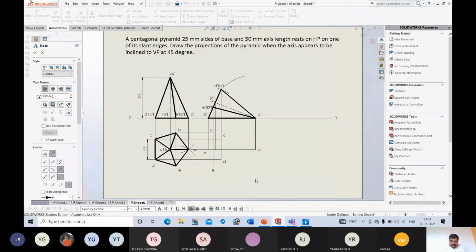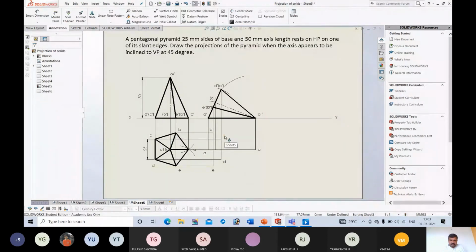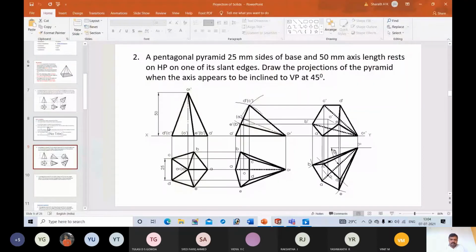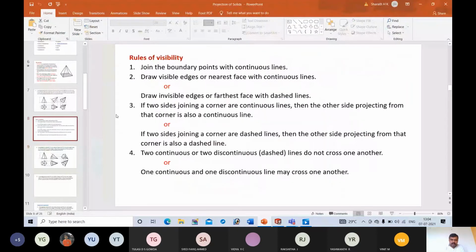Okay, after locating the points and naming them, before connecting them, we should apply the rules of visibility. The rules of visibility are applicable whenever we are drawing the second top view and the final front view. For these two views, we need to look into the rules of visibility in detail. The first rule of visibility is to join all boundary points with continuous lines.